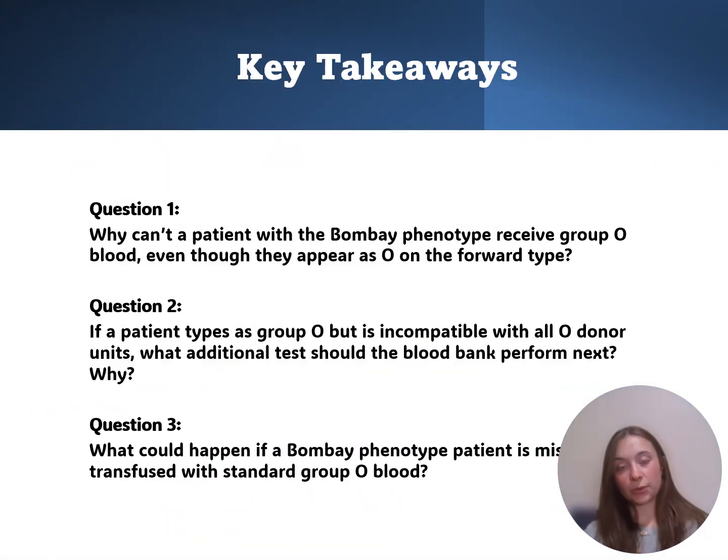So now I have some questions for you all as a recap of everything that we've talked about. Question 1: why can't a patient with a Bombay phenotype receive group O blood even though they appear as O on the forward type? Question 2: if a patient types as group O but is incompatible with all O donor units, what additional tests should the blood bank perform next, and why? Question 3: what could happen if a Bombay phenotype patient is mistakenly transfused with standard group O blood?